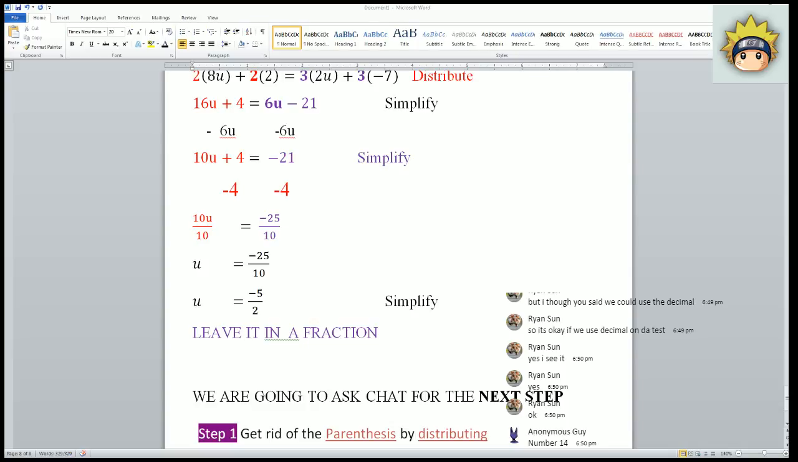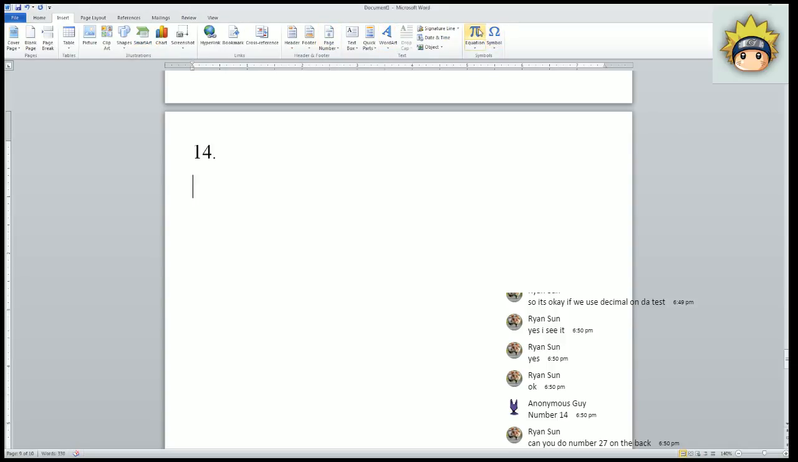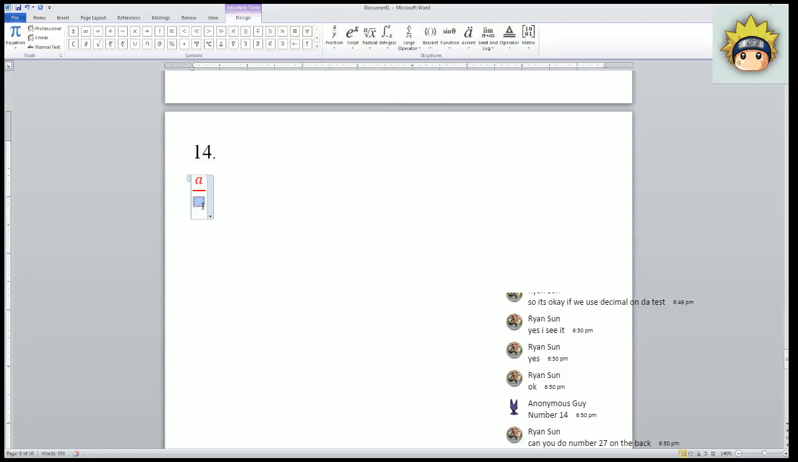Okay. Number 14. Let's go look at number 14. Before I do 14, I'm going to throw a question; well, let's do 14 first, then we'll do number 27. So 14, I'm going to ask this question to the class, or the chat here. A over 36 is equal to, let's say, 4. How about that?